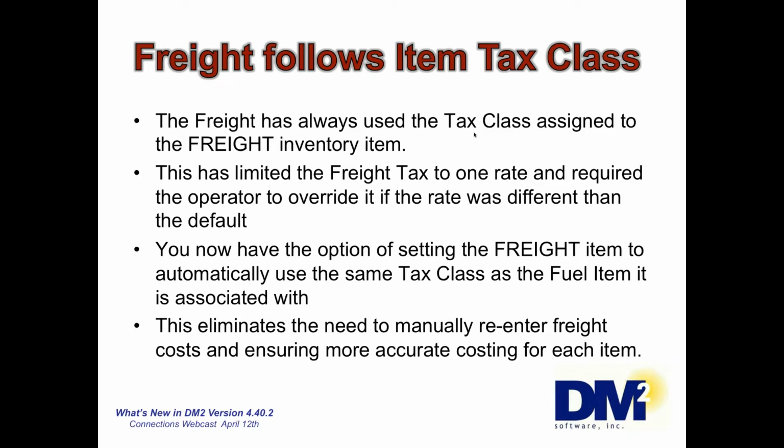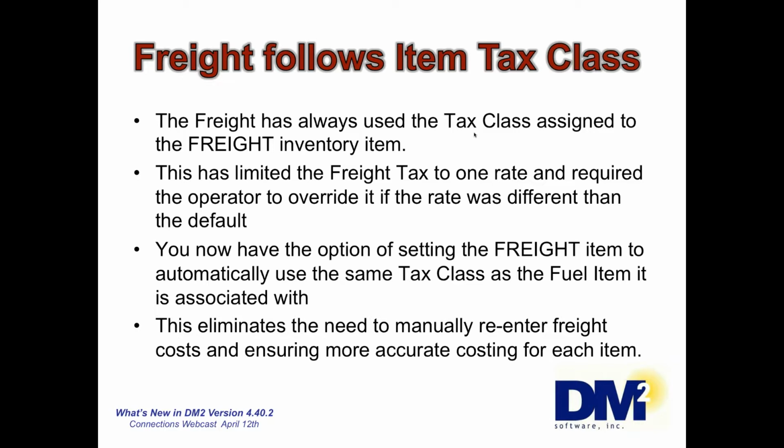a particular item. Now, the way we handle freight inside of MAS is that freight is actually an inventory item. So, freight has always traditionally used the tax class assigned to the freight inventory item. So if you went into bill of lading and you distributed some things to sales order and it calculated a freight for you, it would make the entry into the invoice so that the fuel item would have its tax class, and then freight would have whatever tax class the freight item had. They wouldn't necessarily be the same.